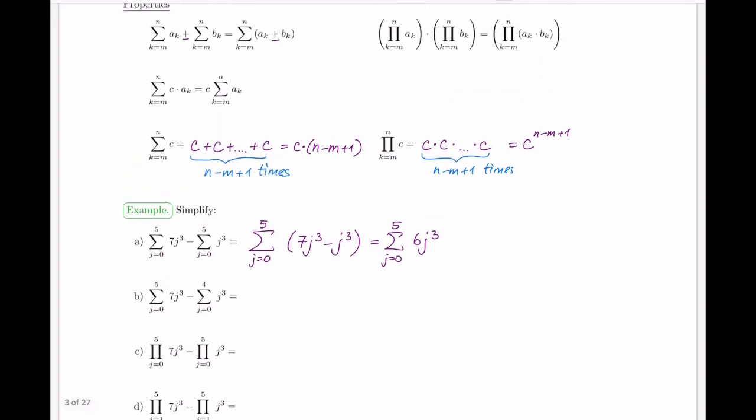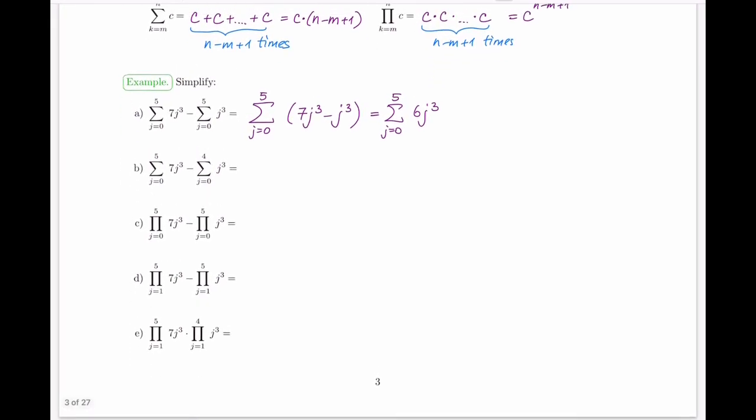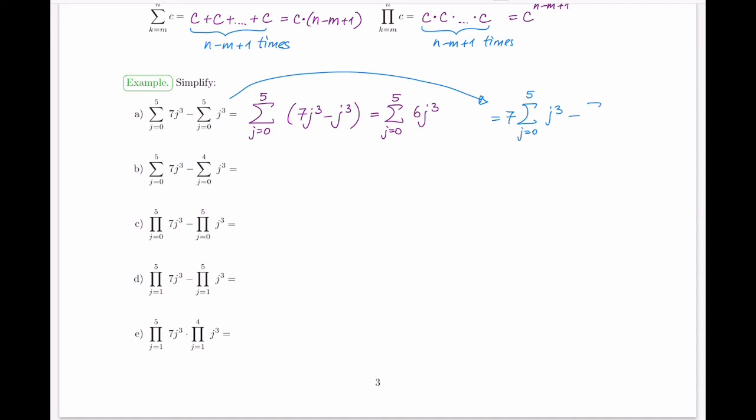Notice there was actually another way to simplify this sum. Instead of applying this first law here, I could have applied the second one right here to the coefficient of 7. So let's see how that would have worked out. So another way to simplify this sum would have been as following. I could take 7 out from the first summation. So then I have from 0 to 5 of j cubed. And then I will leave the second summation as is.